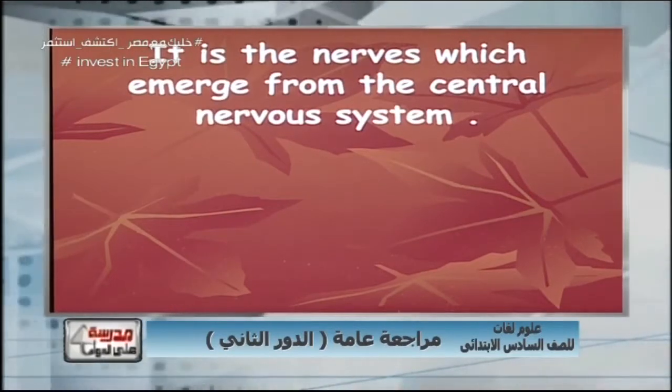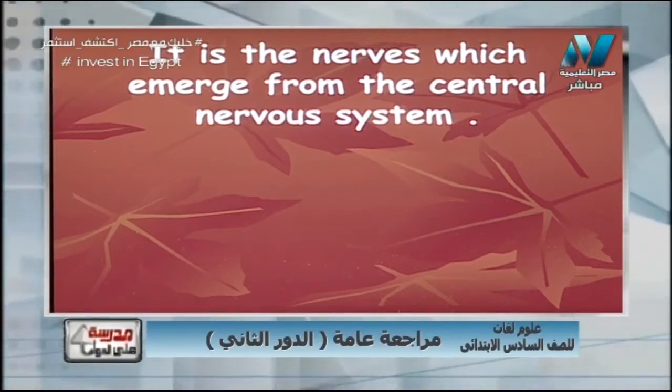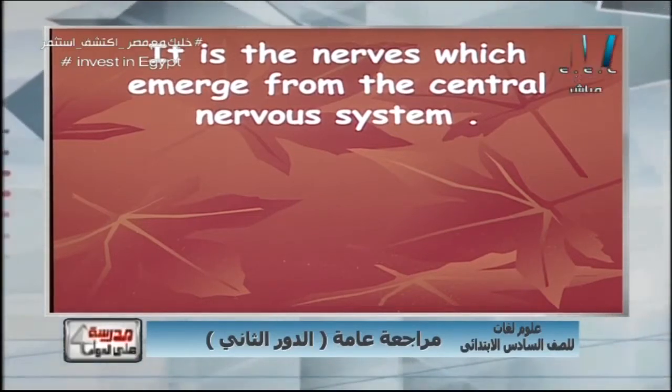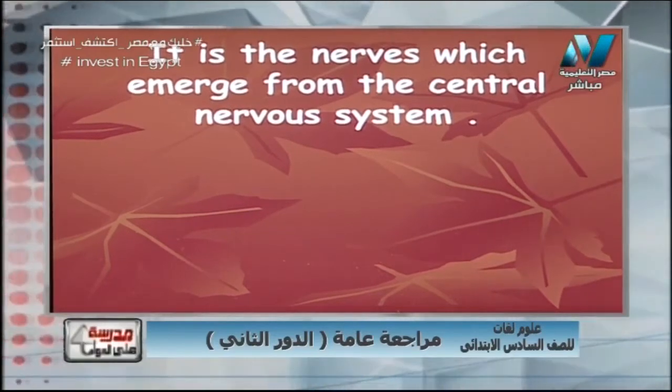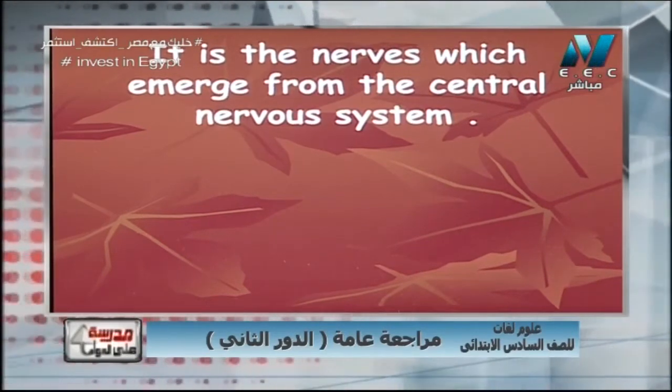It's a nerve which emerges from the central nervous system, or they are the nerves which emerge from the central nervous system. هم الأعصاب اللي خارجة من الجهاز العصبي المركزي. هم عارفين كويس قوي a nervous system consists of two main parts. Let me revise with you what is the structure of the nervous system. As we know, nervous system consists of two main parts, which are central nervous system او اللي هنسميه CNS الجهاز العصبي المركزي and peripheral nervous system اللي هنسميه PNS الجهاز العصبي الطرفي. طب ايه الفرق بين الاثنين? Let me revise with you and draw simple drawing for that.